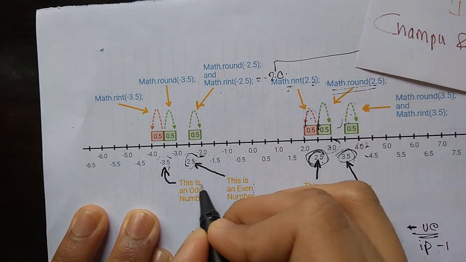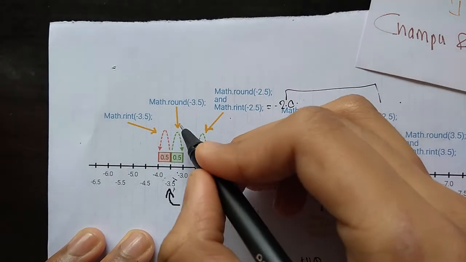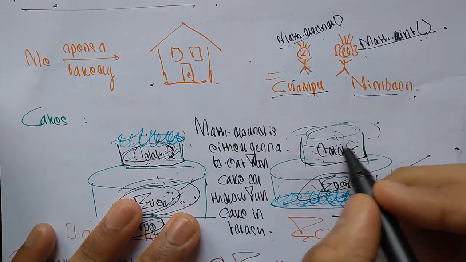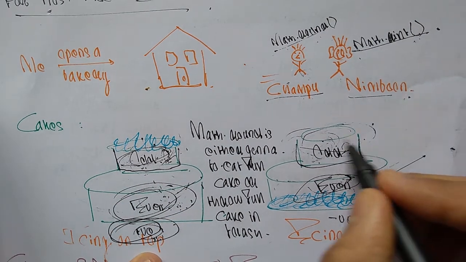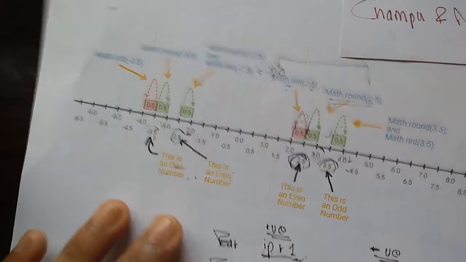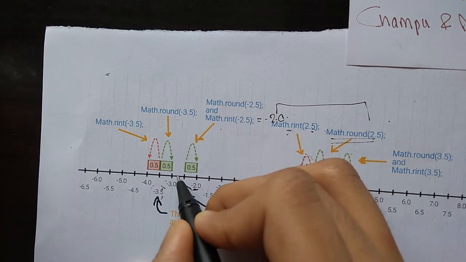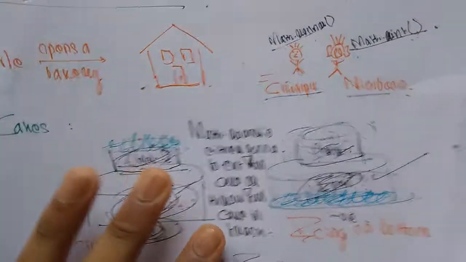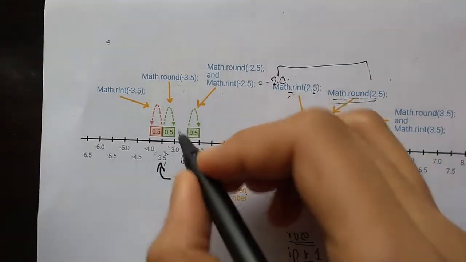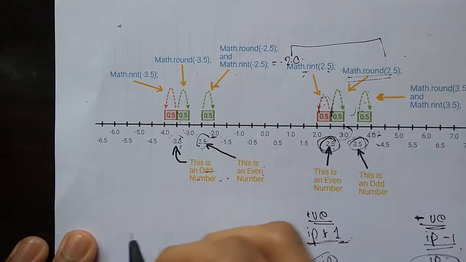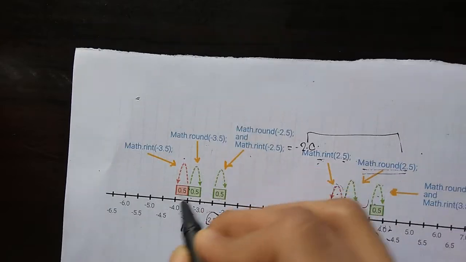Minus 3.5 is a negative odd number. So what is Math.round doing? For a negative odd number, Math.round is throwing the whole cake in the trash, meaning even the odd part goes in the trash, even part goes in the trash. And what does trash mean? Integral part. Meaning this is just going to return minus 3.0. On the other hand, Math.rint is eating the odd part, throwing the even part. And what does eating mean? IP minus 1. So he is actually doing minus 3 minus 1, which is minus 4. So therefore we have it like this.